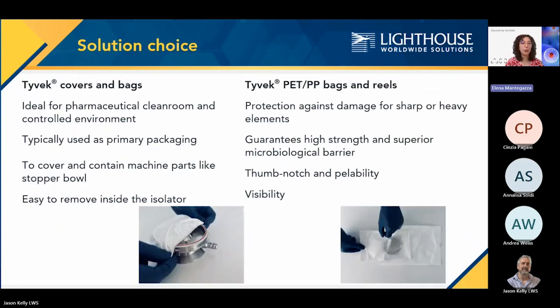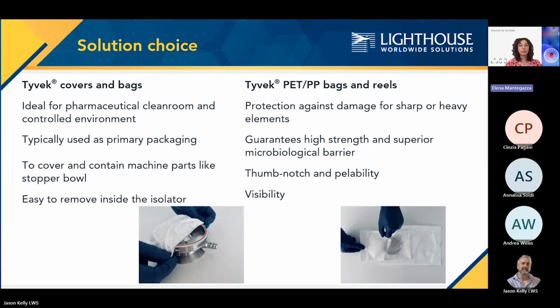How to choose the proper solution for the different items? On one side, we have the soft Tyvek for covers and bags. I have put a photo on the left that represents a mini cover. They are ideal for primary packaging. They are very used to contain machine parts or to cover, for example, stopper bowl or in general surfaces. And they are very practical, so they are very easy to be removed in narrow spaces like, for example, isolator.